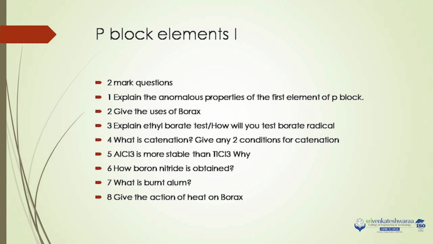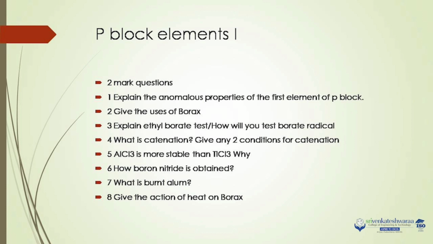Yes, the next one. Another question is about the action of heat on boric acid. When boric acid is heated to 373 Kelvin, we get metaboric acid, HBO2. When this metaboric acid is heated to 413 Kelvin, there is the formation of tetraboric acid, H2B4O7, and this H2B4O7 on heating to red hotness forms boron trioxide. That is the action of heat on boric acid.